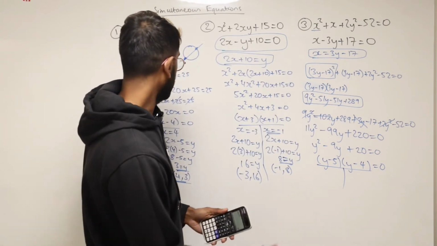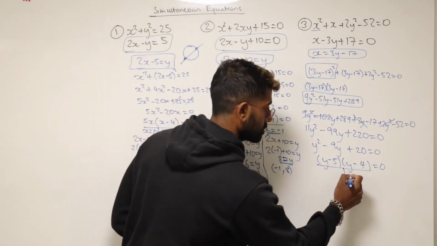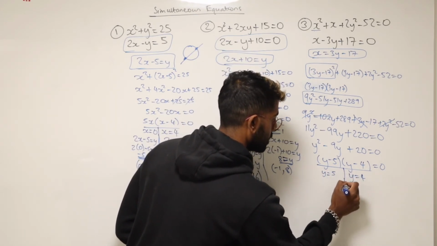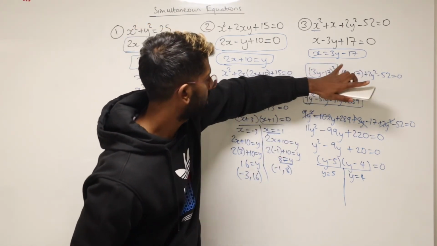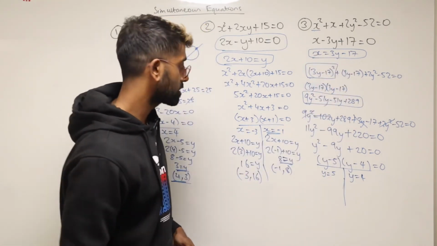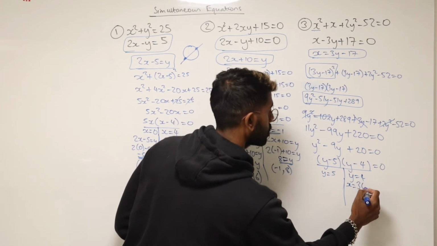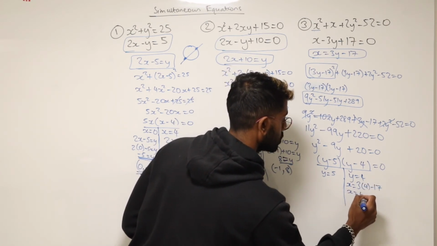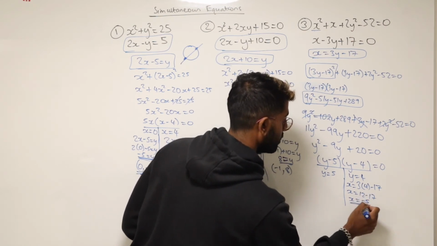So now, unlike in the other 2 equations, this time we're going to get our y values first. So for this one, we'll have y is equal to 4 and y is equal to 5. And now if we go back to this rearranged equation up here, if we sub our y values into there, we're going to get our x values out of that. So x is equal to 3 lots of 4 minus 17. So x is equal to 12 minus 17, so x equals minus 5.